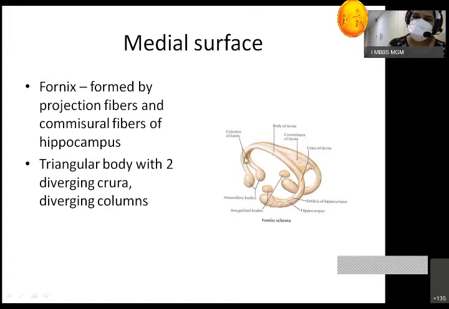And again they diverge. So these are called the columns of fornix, and they go to their respective mammillary bodies. I just want you to understand what is fornix. The details will be seen in the upcoming lectures.